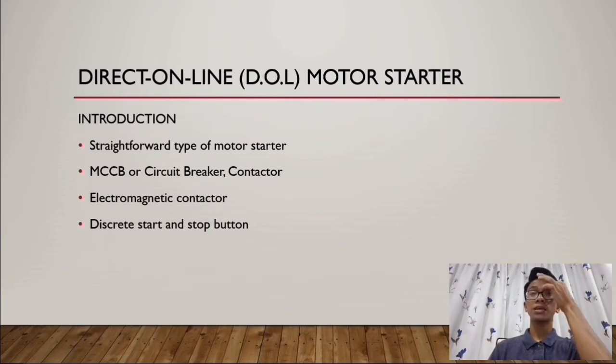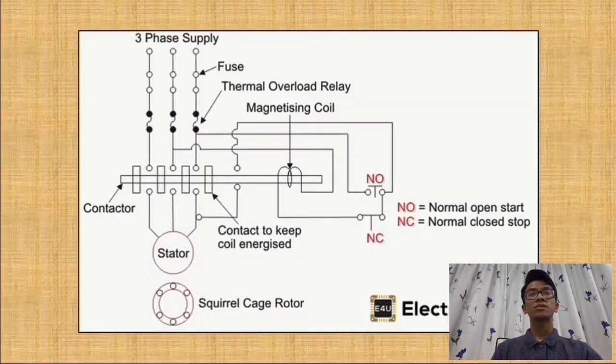The direct online motor starter comprises an MCCB or circuit breaker, a contactor and an overload relay to assure protection. The electromagnetic contactor can be opened by the thermal overload relay under fault conditions. Ordinarily, the contactor is controlled by separate start and stop buttons, and an auxiliary contact on the contactor is used across the start button as a hold-in contact. So we can see at the next slide a three-phase supply motor starter.